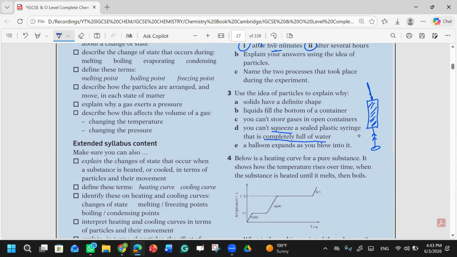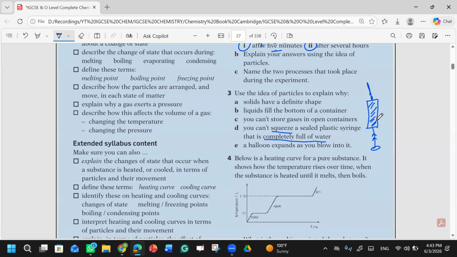Maybe because the particles are very close to each other, so it's already filled and they don't have space. Yes, there is no empty space so that you can move this plastic syringe. You cannot squeeze it because there is no space inside. The particles are already very close to each other because you have completely filled it. There is no room to push the particles. They are already in compressed form.